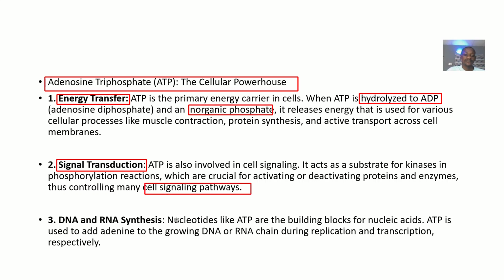Okay. Then ATP is also used for DNA and RNA synthesis, right? So nucleotides like ATP are building blocks for nucleic acid. When they say synthesis, it is the process of making, you are synthesizing, you are making something. So they are the building blocks for nucleic acid, right? ATP is used to add adenine to a growing RNA or DNA chain, all right? And this is during replication and transcription respectively, all right?